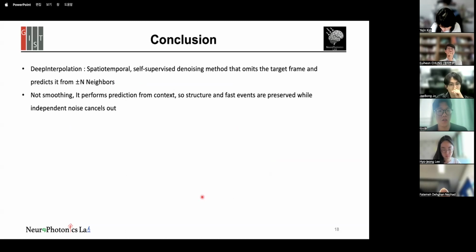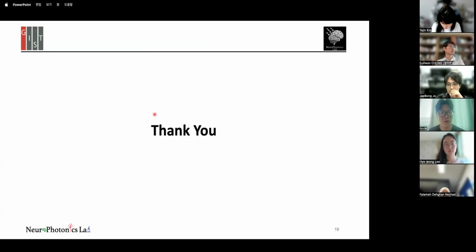And this is the conclusion. Deep interpolation is a self-supervised model, but I think the benefit is for time-frame data, like a movie, not a single image. So I think this is the important idea of this paper. And thank you for listening.